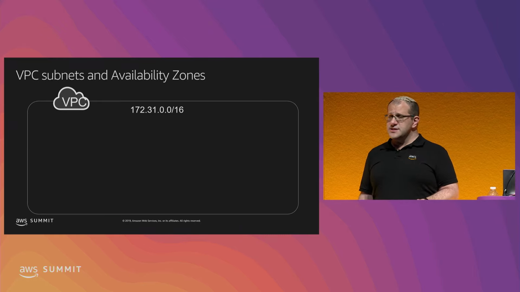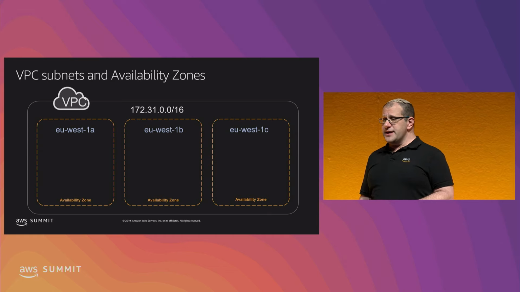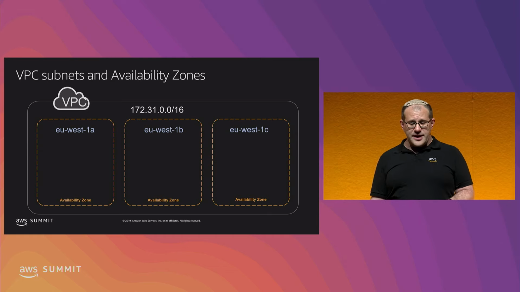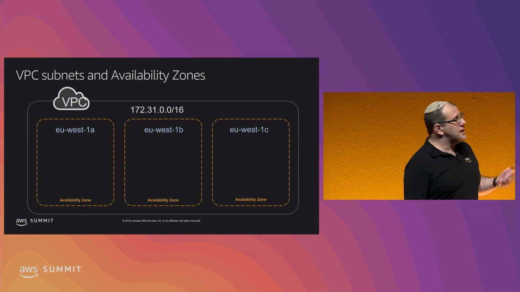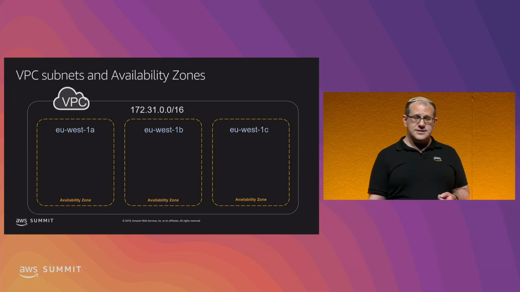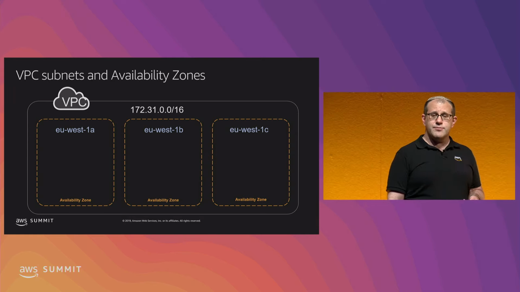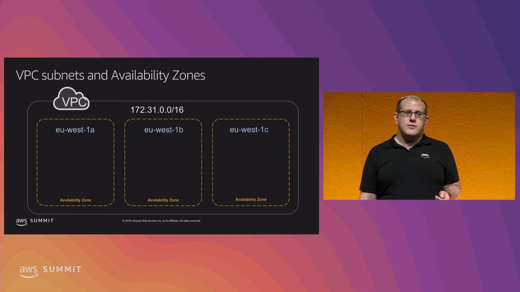That has the CIDR range, and we want to break that up into availability zones. Now, an availability zone, in this case, I've highlighted Dublin's 3 availability zones. Availability zones are separate risk domains. Each of them are 1 or more data centers.